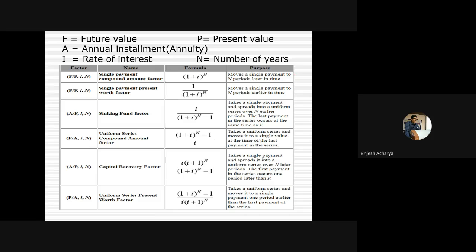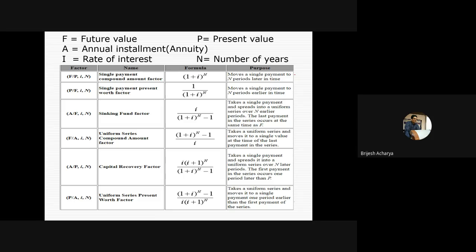Then, if he is using the first formula, F upon P is equal to (1 plus I) raised to N. That will give you F is equal to P into (1 plus I) raised to N. Means if somebody wants to invest 10 lakh rupees at 5% rate of interest for 10 years, then the future amount will be F is equal to 10 lakh into (1 plus 5 upon 100) whole raised to N, where N is equal to 10 years. So this way, that is the first formula which gives the F upon P, I and N relationship.